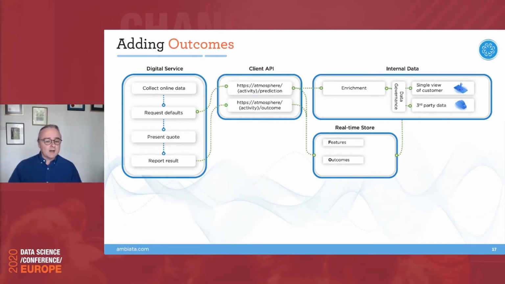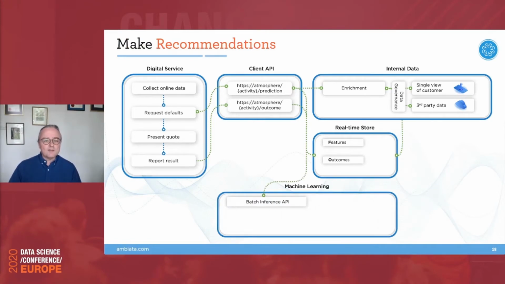Now, if we add a machine learning system, we'll have essentially the simplest possible solution to this next best action recommendation, where the digital service requests some default from the prediction API, which can reach out to the batch inference API to get a prediction, return it to the digital service, which presents the quote and reports the result. So that's as simple as it gets.